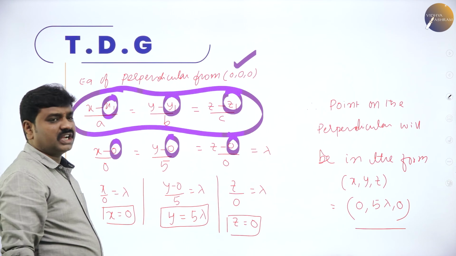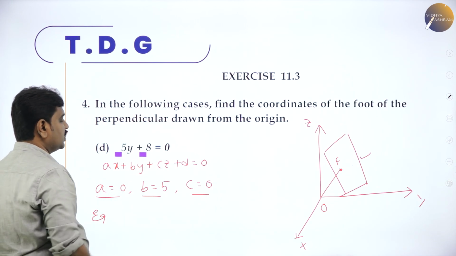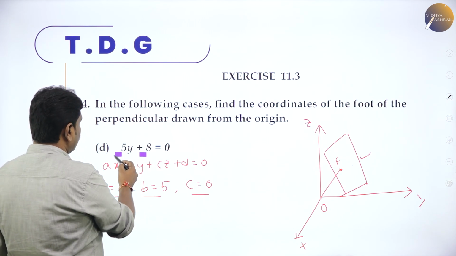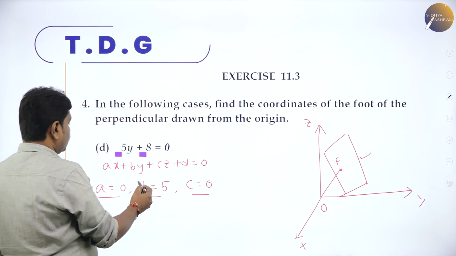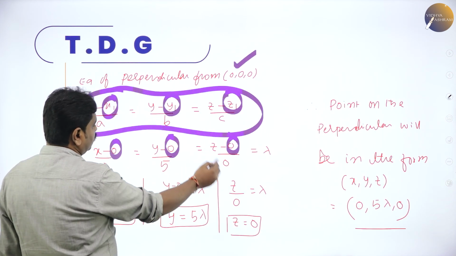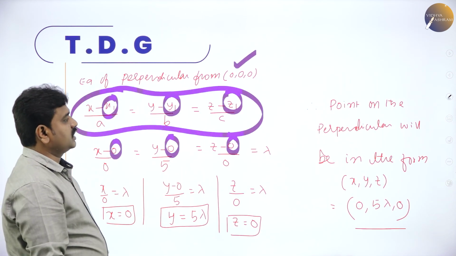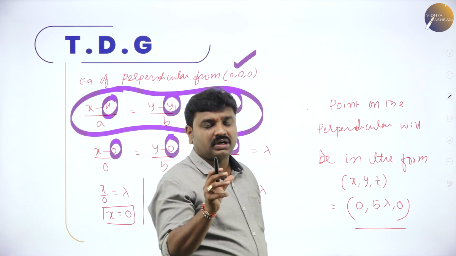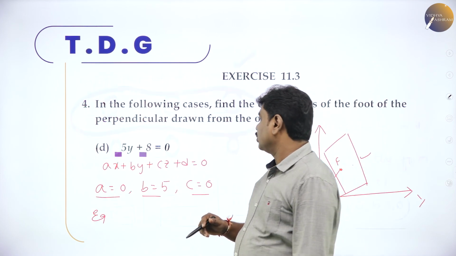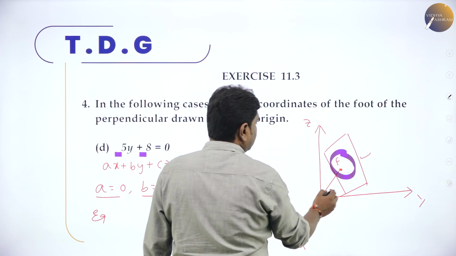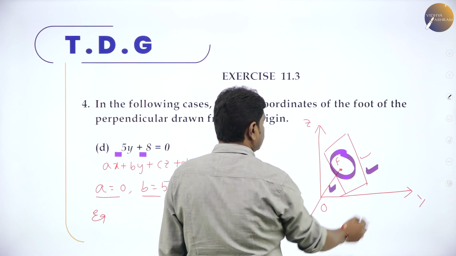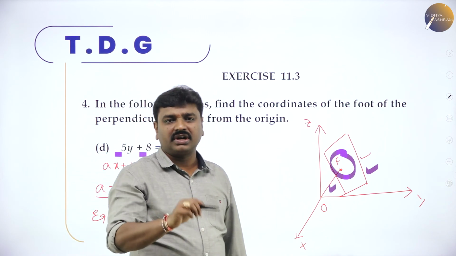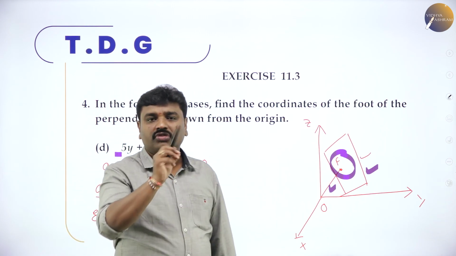And how to get a, b, c? They are the coefficients of x, y, z. Here we don't have x, so it is 0. Here the y coefficient is 5 and the z coefficient is 0. Then get the lambda value, and lambda gives you the point, and you put that point in the plane, because you can observe in the diagram that the foot of perpendicular lies on the line and also on the plane. It should satisfy both. From the line I created a point, put that point in the plane and get lambda. After you get lambda, you'll get the foot of perpendicular.